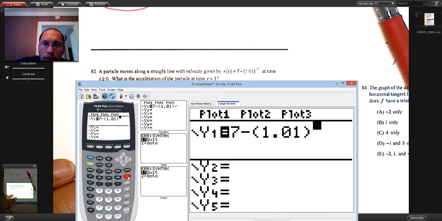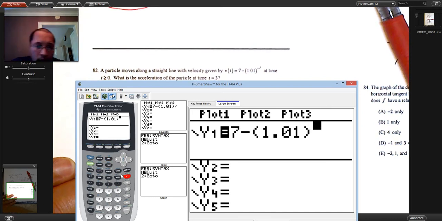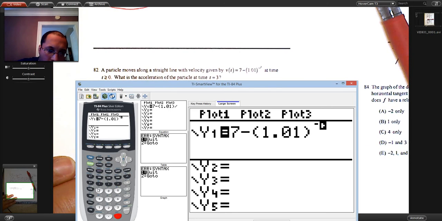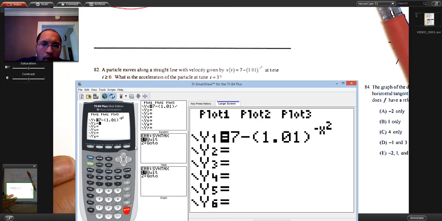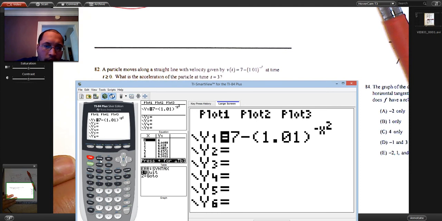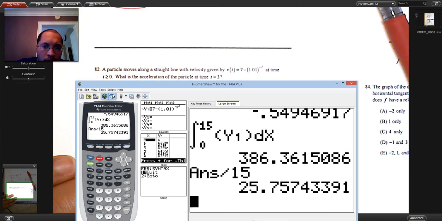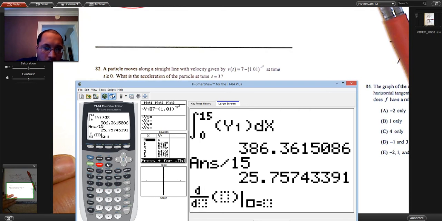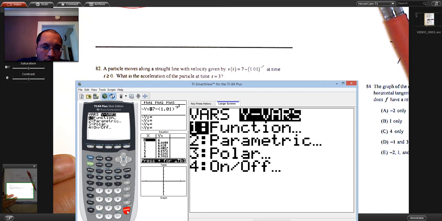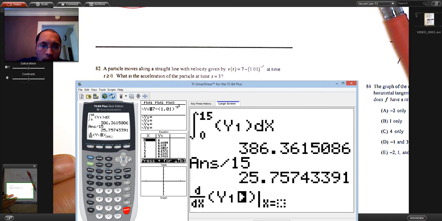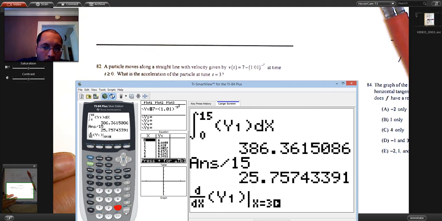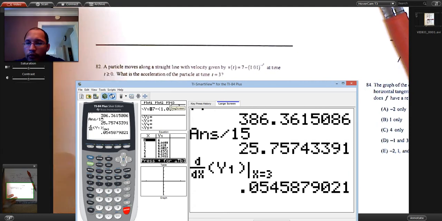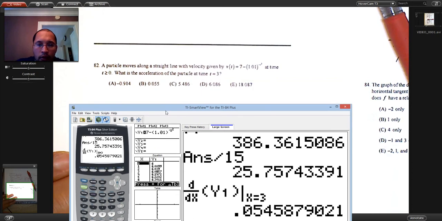Okay, so it says negative t squared. You'll have a bigger font on the APs there for you. Okay, so basically I can just do math 8 with this. Bars over function y sub 1, and I want the acceleration at 3, so it's pulling out 5.4. It rounds up to 5.5, so yeah, B.